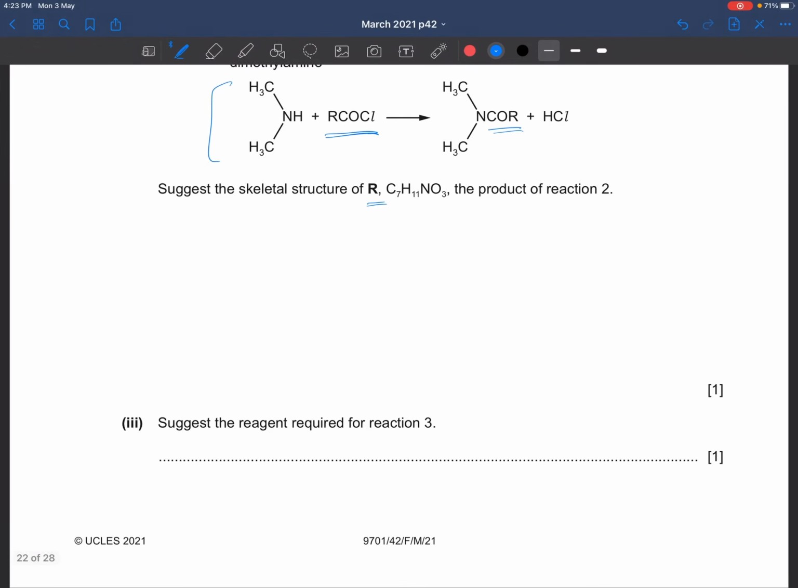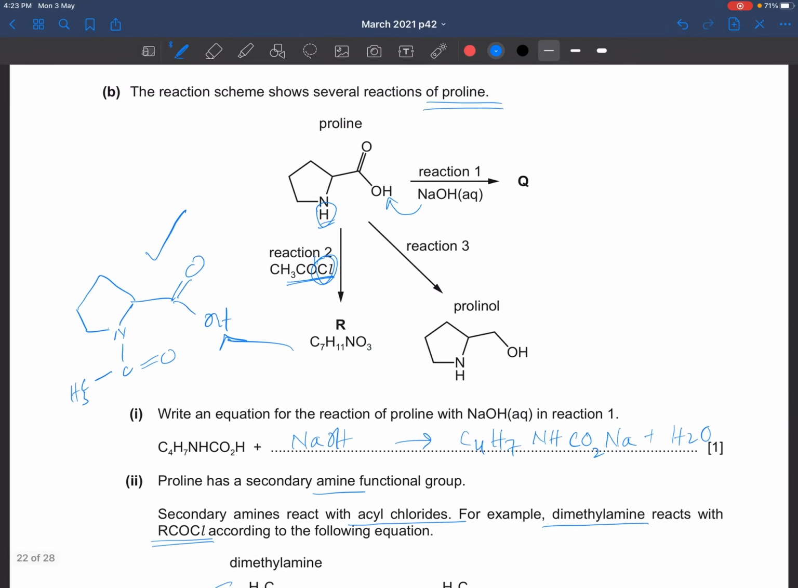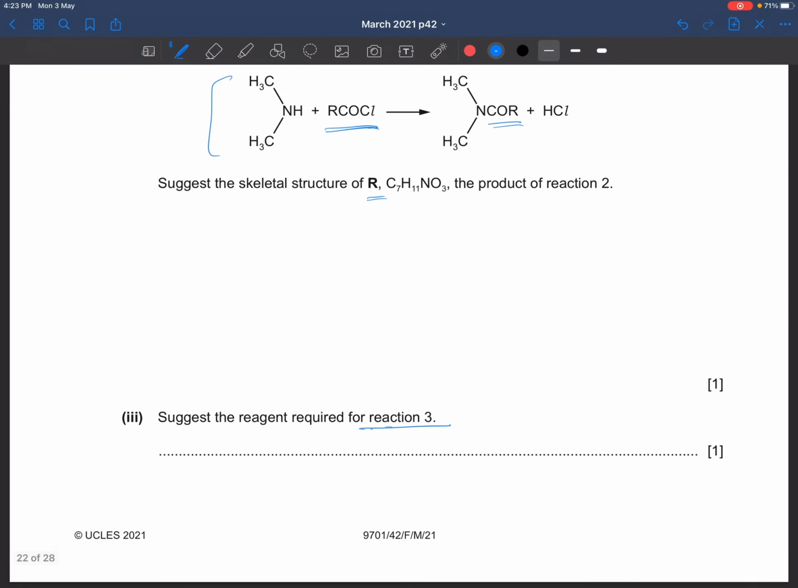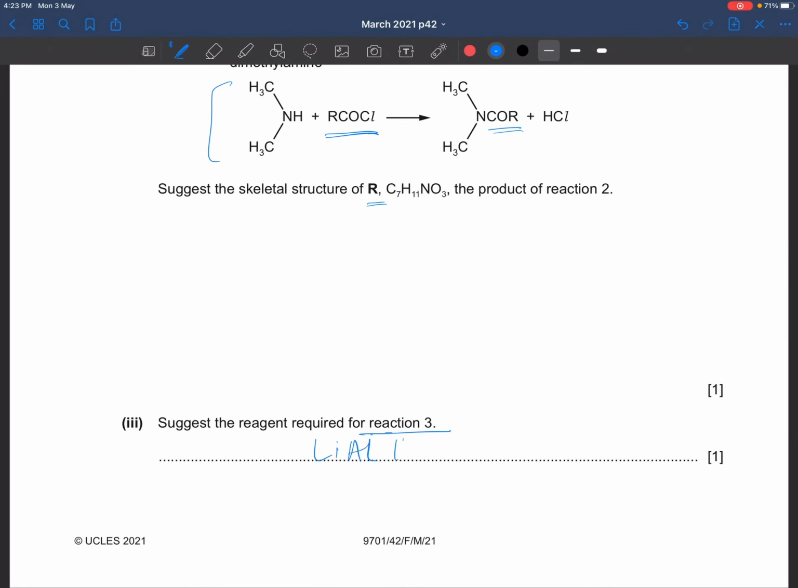Alrighty, next is suggest the reagent required for reaction 3. What is happening in reaction 3? Carboxylic acid is being converted into alcohol, so this is reduction. For the reduction of carboxylic acid, we need LiAlH4.